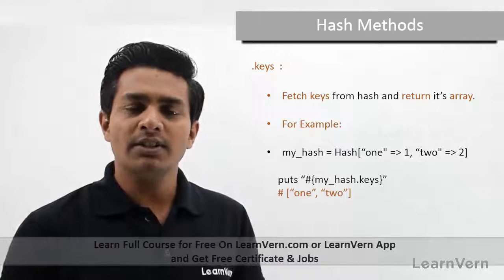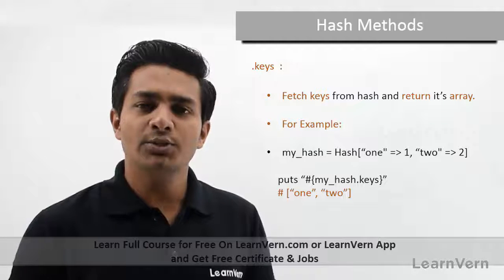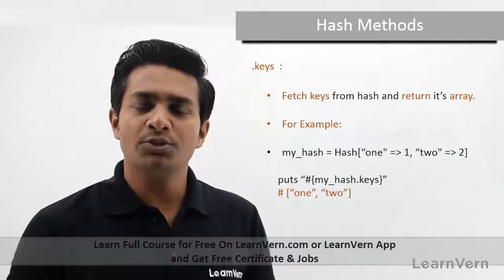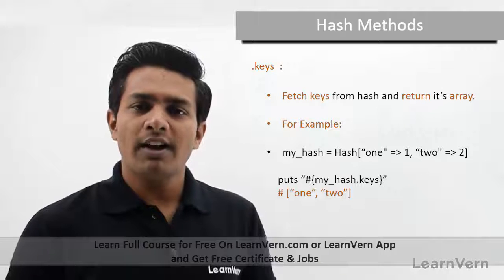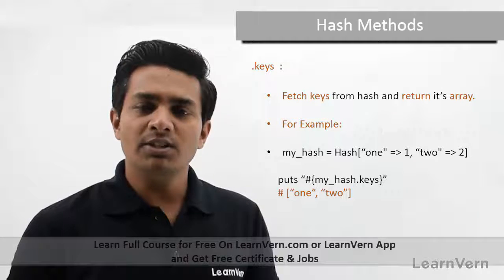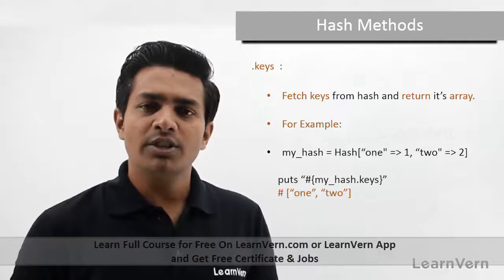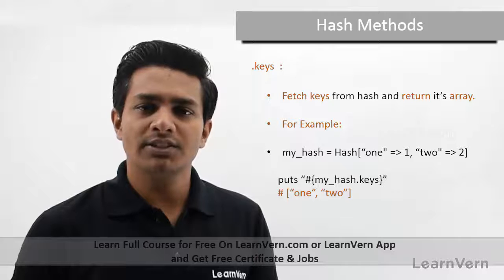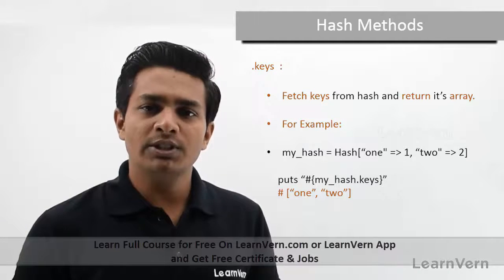Here in the example you will see that I have created one hash with two elements. There are two keys available in that hash. Now I am performing the keys method. So my hash variable name, dot, the method, that is keys, and it will return me an array with two keys.